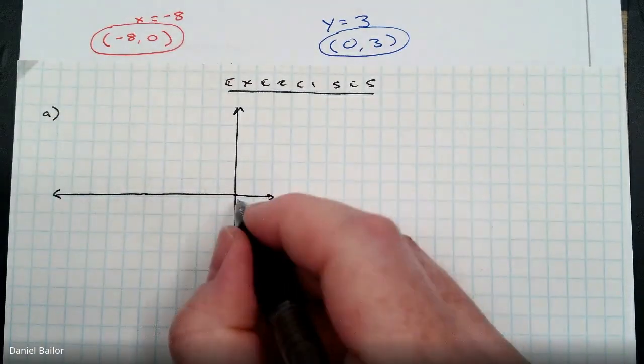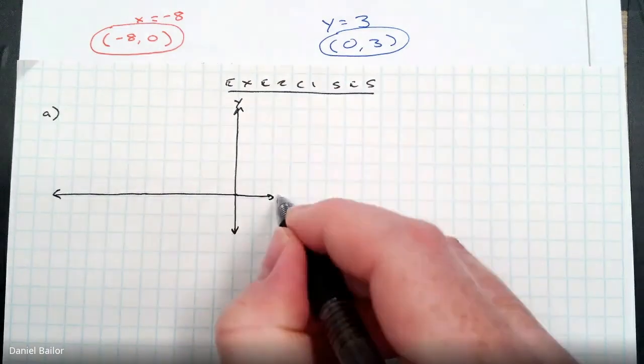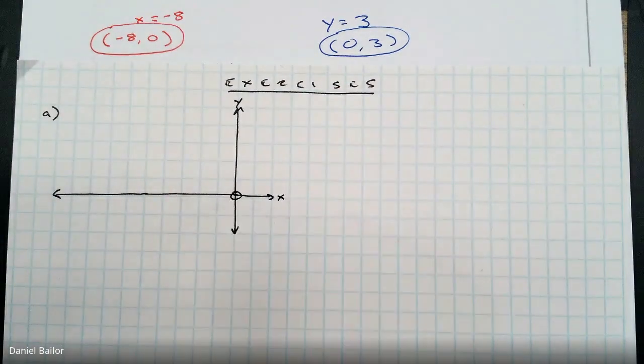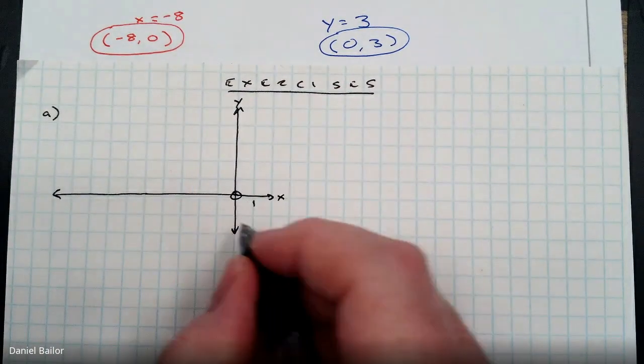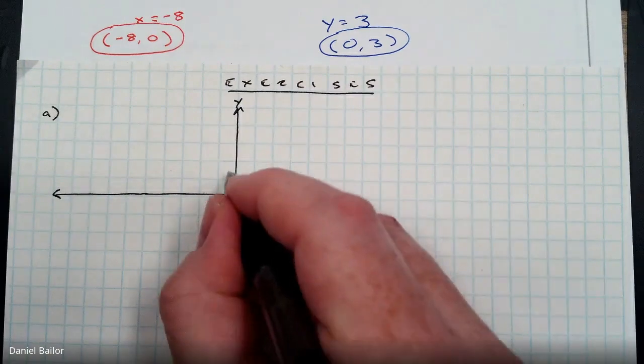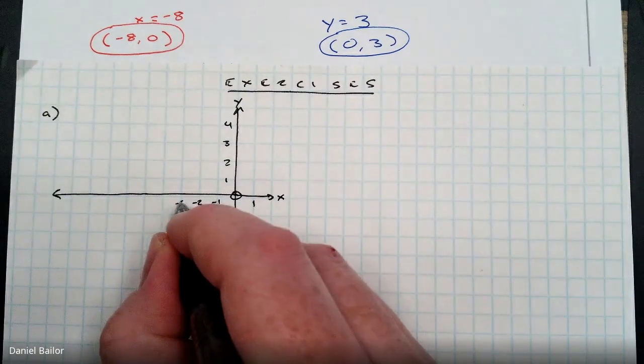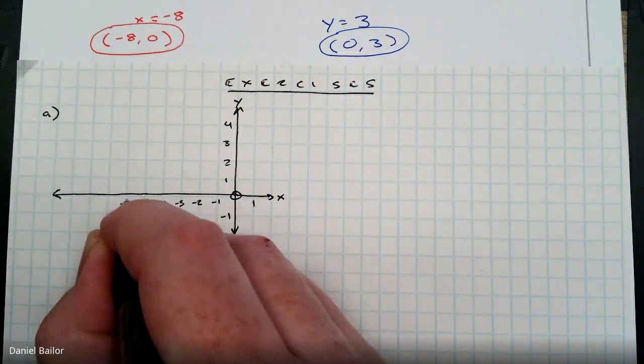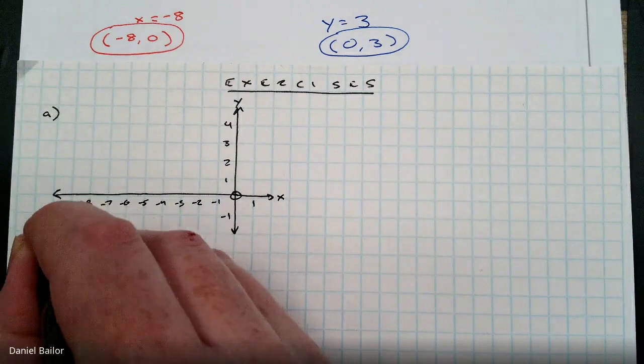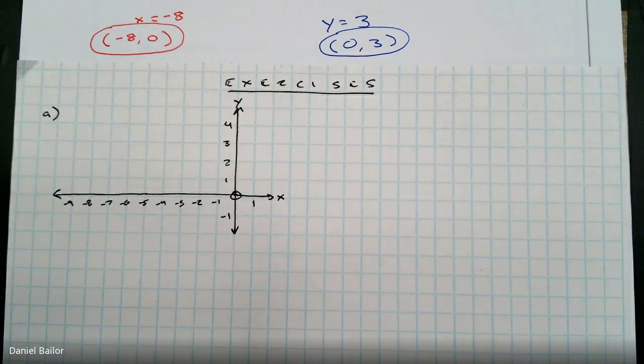Let me label my axes. Here's my y-axis, here's my x-axis, there's my origin, 0, 0. There's 1x, there's -1y, 1, 2, 3, 4y, -1, -2, -3, -4, -5, -6, -7, -8, -9x. Okay, now I graph my points.